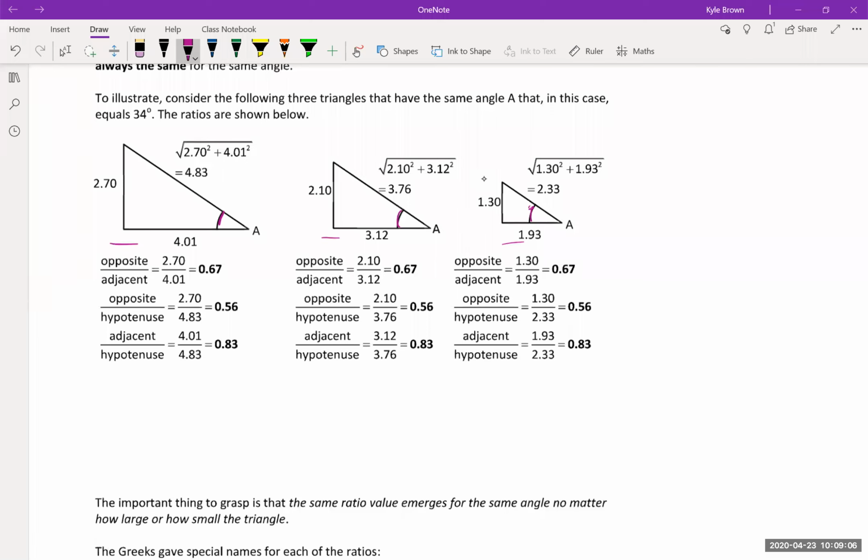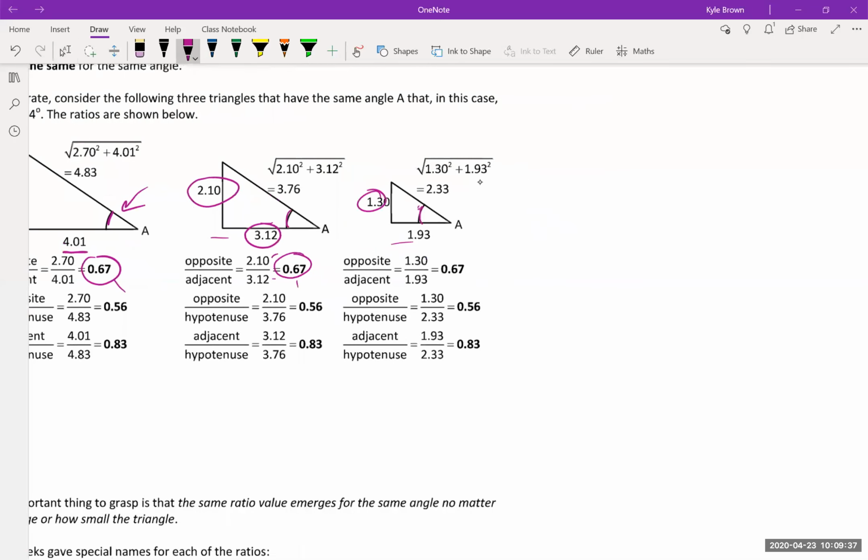And what these smart Greeks figured out was that, let's say for this first one, opposite over adjacent, this length, the opposite side, divided by the adjacent side, would always give you the same ratio. So it would give me 0.67 for this triangle. And if I did the same here, the opposite divided by the adjacent, I get the same number, right? It's the same ratio. And same with this one. This one divided by this one gives me that same ratio.